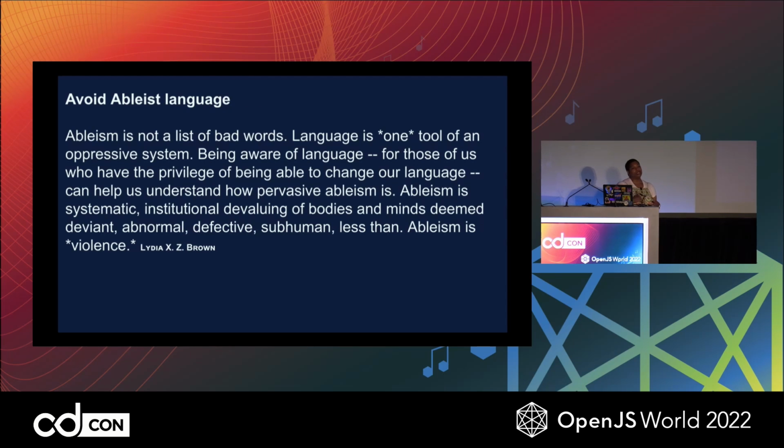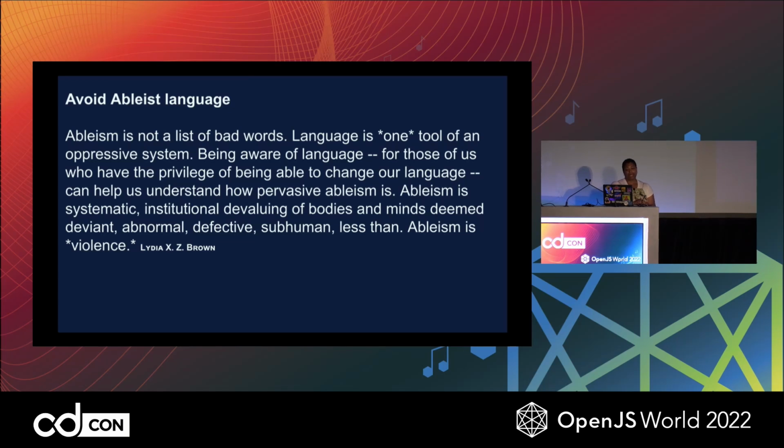So another thing to think about is avoiding ableist language. Ableism is a big problem throughout our society. It's part of the reason why many things are not made with folks with disabilities in mind. Ableism is not a list of bad words. Language is one tool of an oppressive system. Being aware of language, for those of us who have the privilege of being able to change our language, can help us understand how pervasive ableism is.